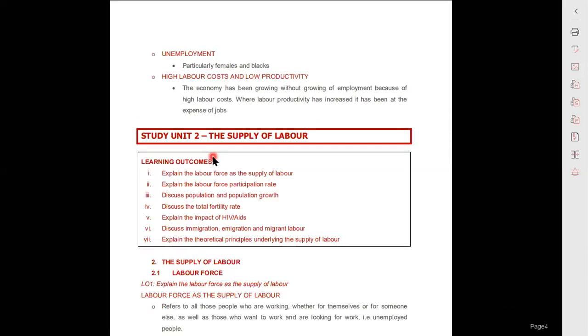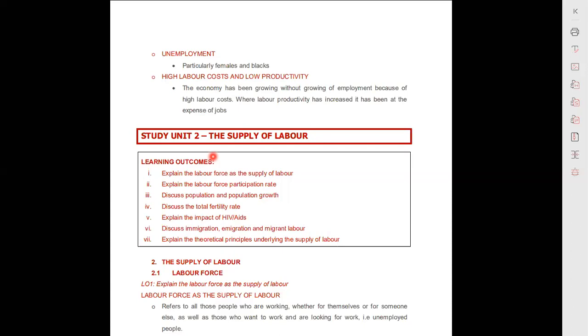We also need to address unemployment, particularly of females and blacks. There are employment opportunities where they can simply determine that we do not want to employ a female on this job post, we want a male. There are other job posts where they simply want to employ a white person. That is very applicable.